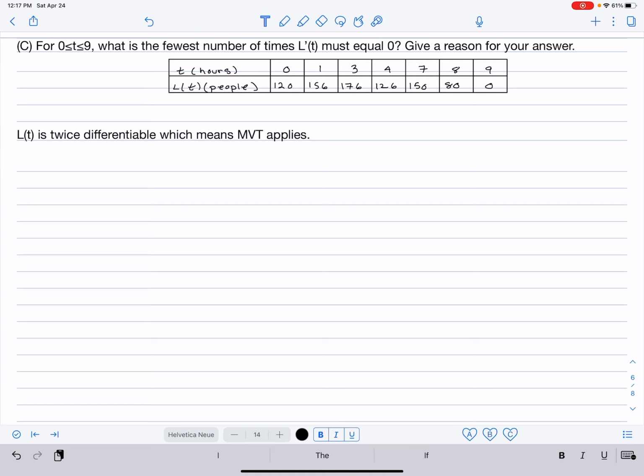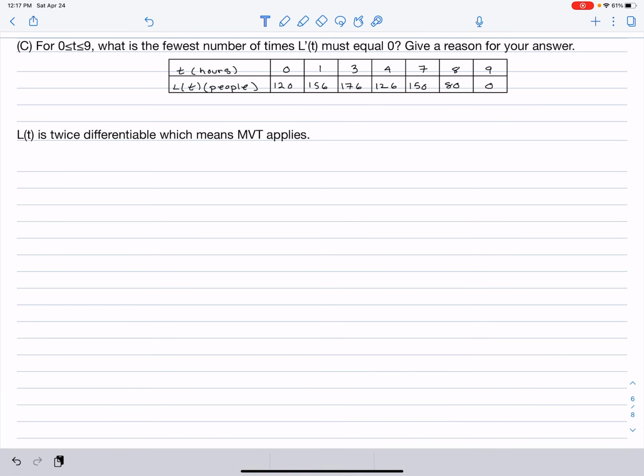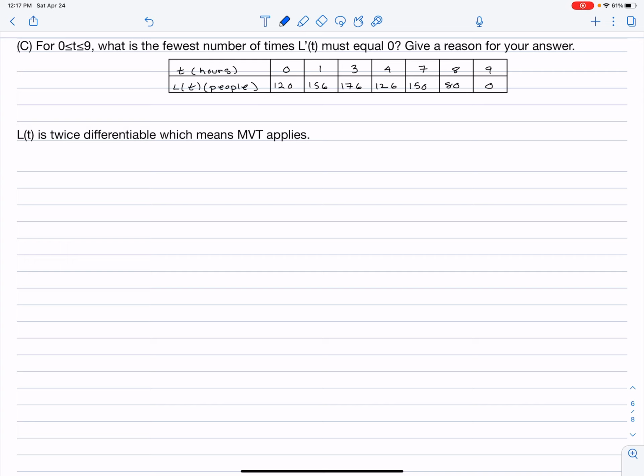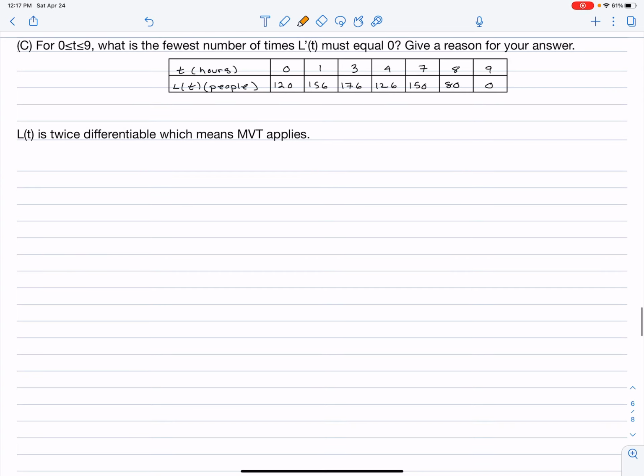So why is that important? Well, that's important because let's start getting some values. Let's start using mean value theorem. So I'm going to say, let's look at that first interval, where it's increasing. It's increasing from 0 to 3.